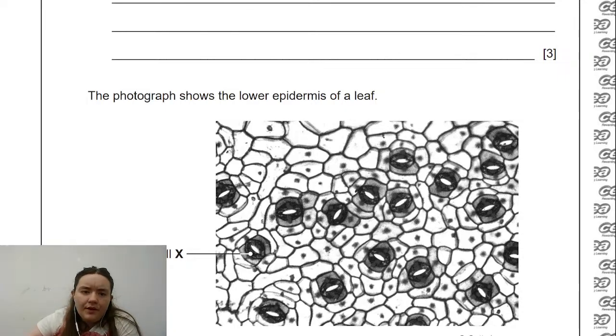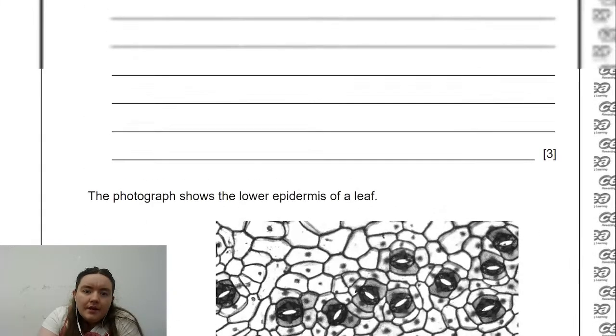So cell X is a guard cell, and it's important to know that it is a guard cell and not a stomata. So the stomata are the holes or the spaces that lead to the spongy mesophyll, but the guard cell is the cell that surrounds it and opens and closes the stomata. Kind of like how your pupil is a hole in your eye and your iris controls how much or how little light gets in by opening and closing that sphincter.